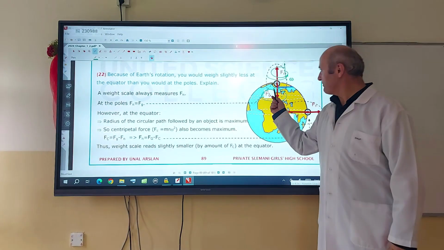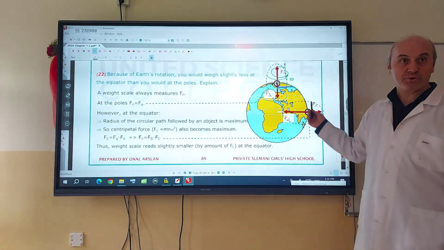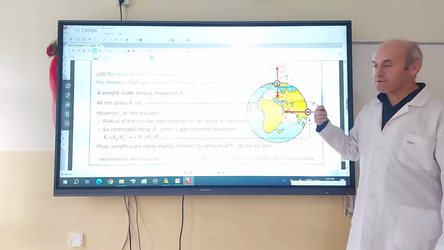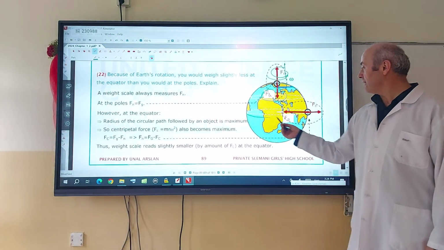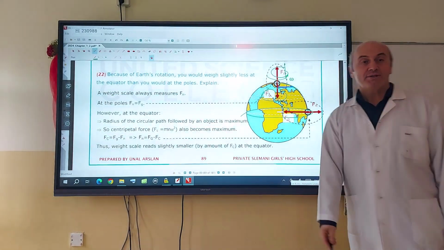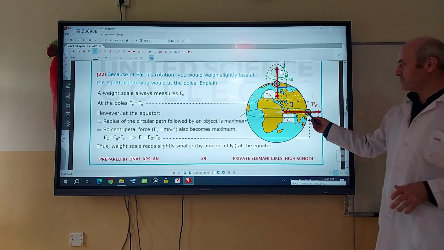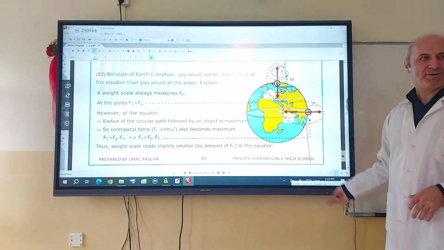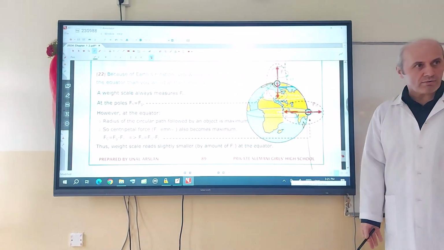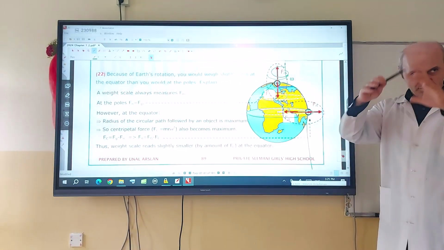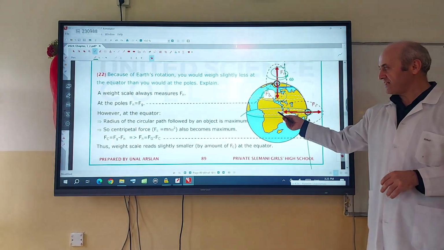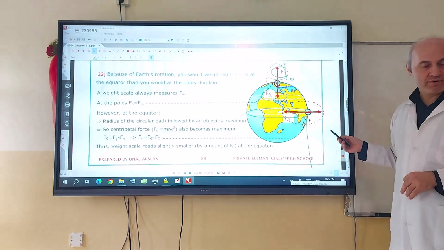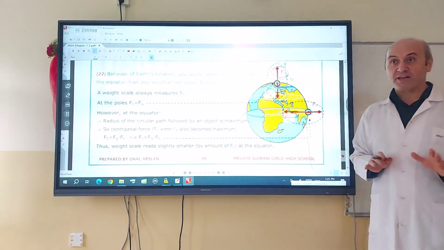But again, when you are moving from the poles to the equator, your body starts to move in a circular path, and this circle is the largest at the equator. So now look at it here. Fg is towards the center. Sometimes we say it's downward on the Earth, but it's towards the center if you look at Earth from outside, out of space. Fg is towards the center. Fn is away from the center. So now these two forces cannot be equal.